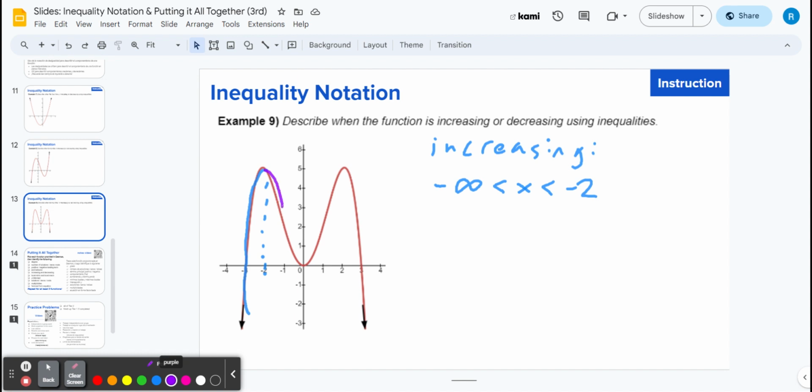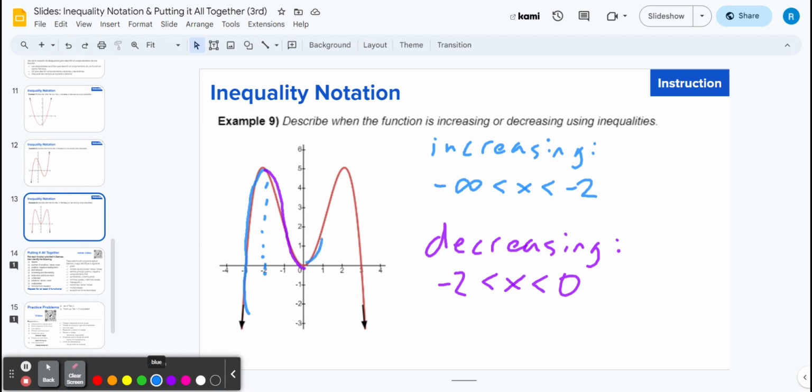Then we're decreasing until we hit 0. So let's write our decreasing. Going from negative 2 is less than x is less than 0. Increasing again from 0 all the way up into positive 2. So 0 is less than x is less than positive 2. Notice how that lines up there. And final decreasing spot here, we have positive 2 is less than x. And we can either end it like that, or we can say is less than positive infinity.